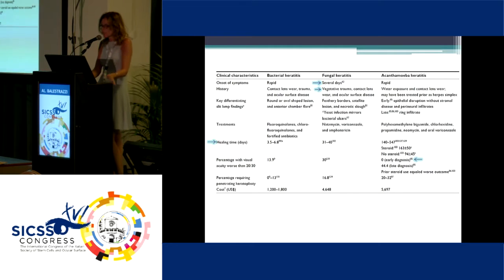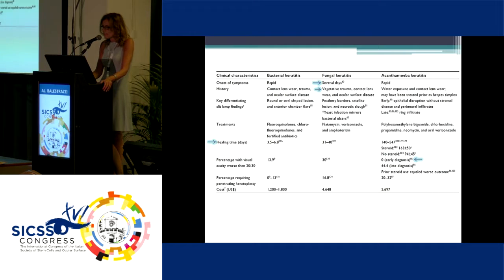This table is quite interesting, I believe, because it distinguishes between bacterial, fungal, and Acanthamoeba keratitis on the basis of symptoms. The main difference is that in fungal keratitis we have a slower onset of symptoms, so we may be confronted with cases that at the very beginning might go unnoticed or might be taken for a foreign body lesion, and then in the end we might find out that it's a very severe fungal keratitis.